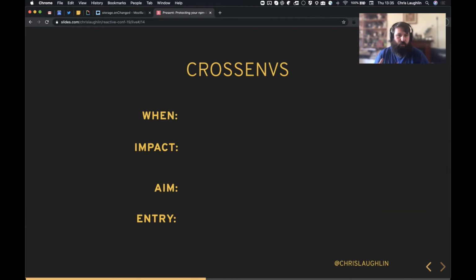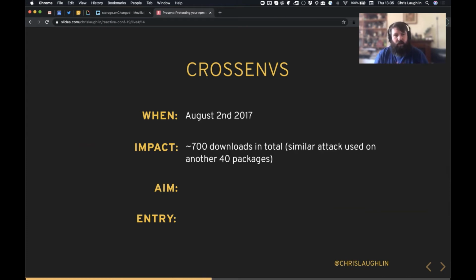We want to look at when it happened, the impact, the aim, and then the entry point, and then we'll follow up with some ways that we can protect ourselves against this. So this was discovered in 2017, quite a while ago, but it's still important to how this ecosystem is growing. The impact: at the time, this package was getting roughly 700 downloads in total. However, the same attack, which we'll learn about soon, was used on 40 other packages in the NPM package repository.